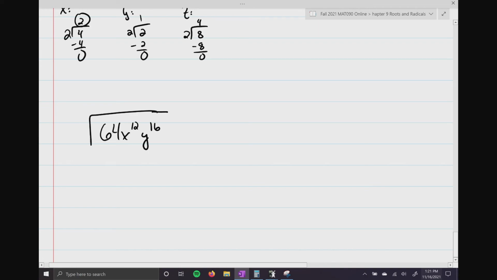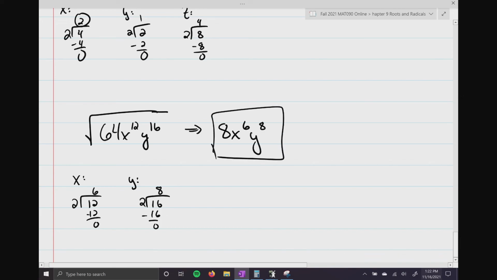Let's say we wanted to find the square root of 64x to the 12th, y to the 16th. Well, the hardest part here is knowing what the square root of 64 is. The square root of 64 is 8. Underneath, we're going to do the x's. 2 goes into 12 6 times. And then we'll do the y. 2 goes into 16 8 times. So your final answer is 8 times x to the 6th times y to the 8th. And I have to be honest with you, that is as hard as this gets.